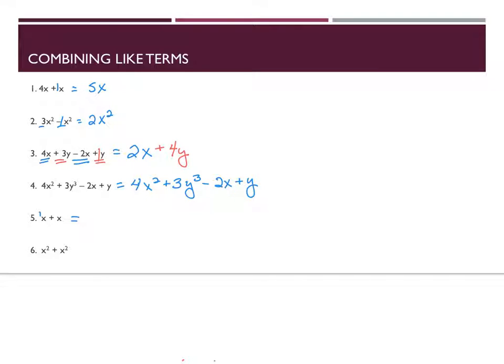X plus x means 1x plus 1 more x makes 2 x's. X squared plus x squared means 1x squared plus 1x squared makes 2x squared. When I combine like terms, I add the coefficients, the numbers in front, or subtract them if the sign rules justify that. But the actual variable part of the term stays exactly the same when I'm adding or subtracting.